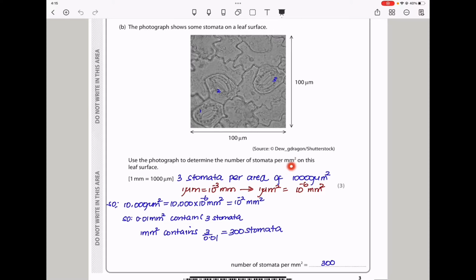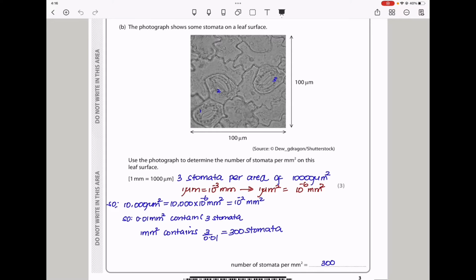But they want us to find the answer in millimeters squared, so I'm going to convert that area to millimeters squared. So 10,000 micrometers squared is going to be 10,000 times 10 power negative 6 millimeters squared, using this conversion here. So this is going to equal 10 power negative 2 millimeters squared, which is the same as 0.01 millimeters squared. If this area contains only 3 stomata, it means 1 millimeter squared is going to contain 3 divided by 0.01, which is 300 stomata. Therefore, there is going to be 300 stomata per millimeter squared, and that is going to be the answer.